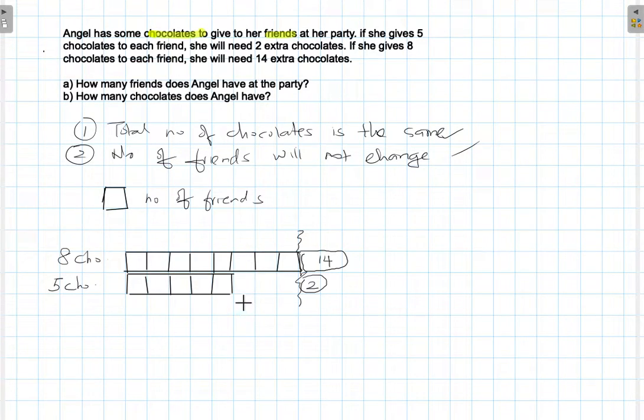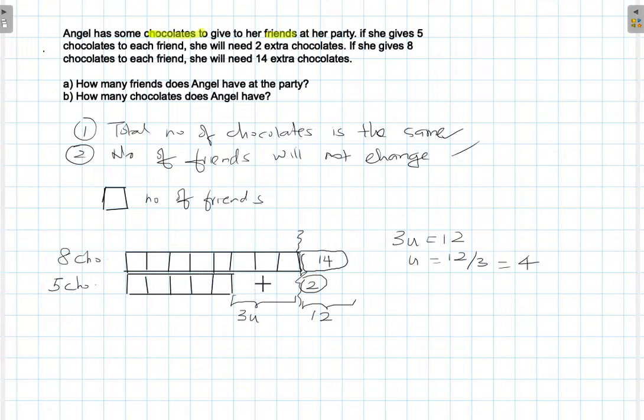So can you see that the difference is 3 units, and then this over here, the difference is 12, correct or not? So 3 units will be equals to 12. 1 unit will be 12 divided by 3, which equals 4.